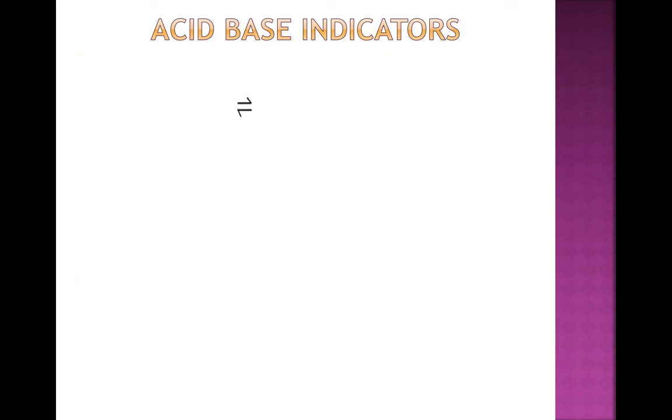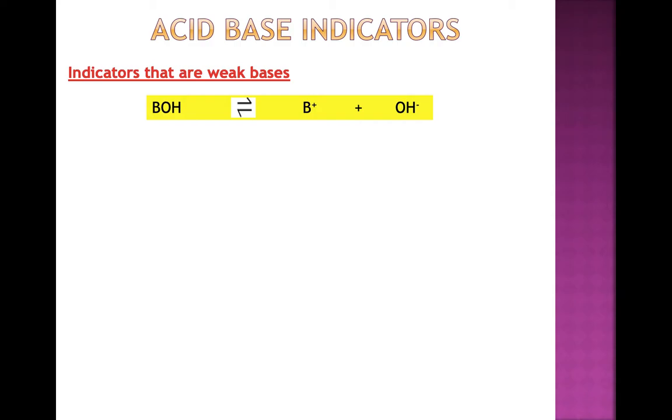Now, what happens when you're looking at a base? Some indicators, not very many, but some indicators are actually weak bases. Here's what the dissociation looks like for a weak base. You have your BOH to represent the base itself, and it dissociates into B pluses and OH minuses. And of course the key thing is that the BOH is a different colour from your dissociated form. In this case the BOH is blue and your dissociated form is red.